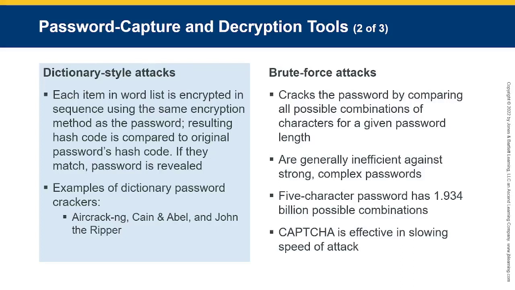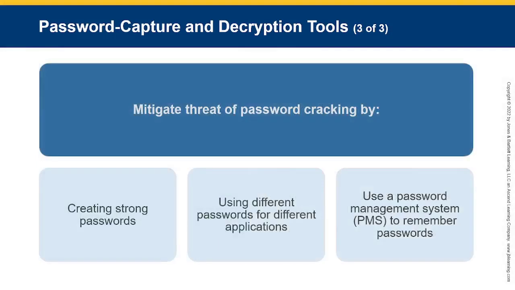A 5-character password has 1.934 billion possible combinations. CAPTCHA is effective at slowing the speed of an attack. You can also mitigate the threat of password cracking by creating a strong password, using a different password for each application, and using a password management system to remember passwords.